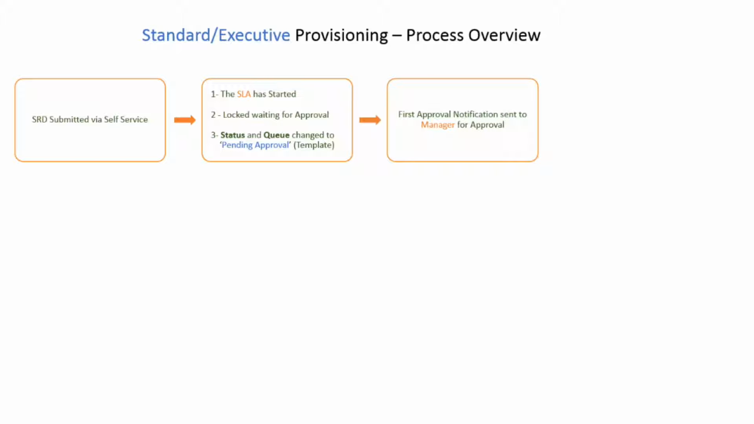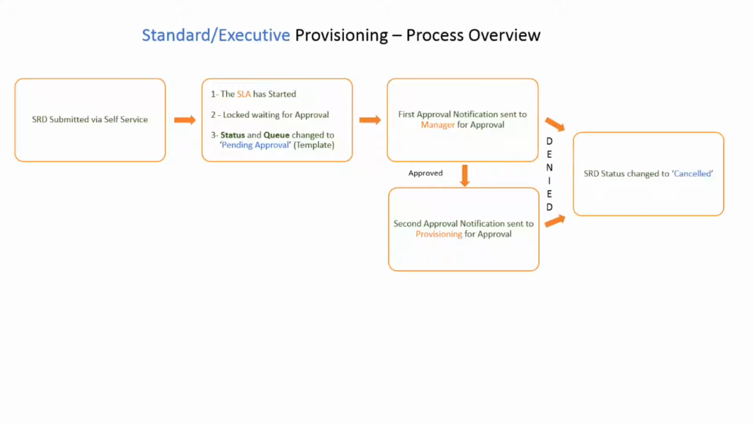Next, the first approval notification is sent out to the manager for approval. Once the manager approves it, the second approval will go out to the provisioning team for their approval. At any given time, either one of these two groups can deny the request, and when they do so, the SRD will change to canceled.